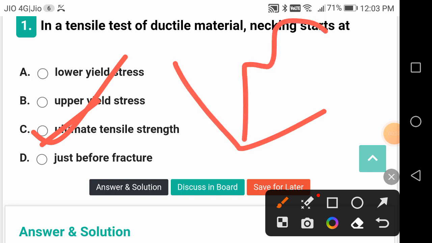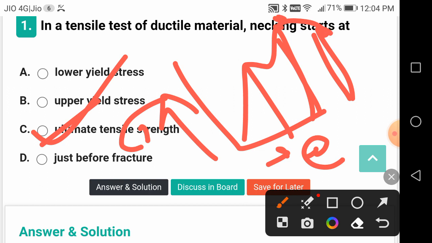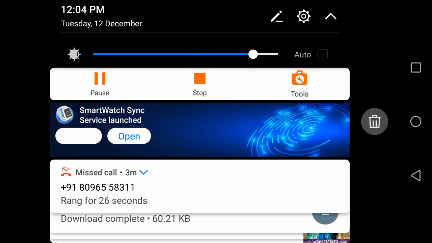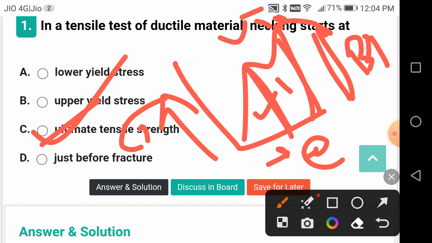So this is the diagram. This is your necking region. This is the elastic region. This is your stress-strain diagram for ductile metals. This is called the necking region. Ultimate tensile stress, this is your UTS. This is your breaking point. So this is the elastic region, plastic region, then your necking region. So just before fracture is the correct answer, the nearest answer.